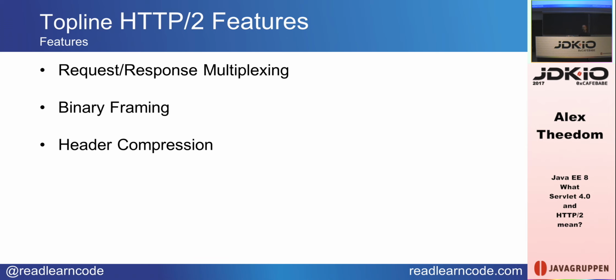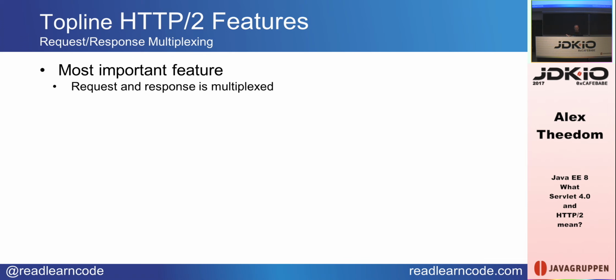Header compression, we just discussed that. That's about reducing duplication in headers. We'll have a look at that in a moment. Stream prioritization is about prioritizing resources. So what requests are going to be dealt with before other requests, giving prioritization to certain resources rather than others. And server push, which is probably the most important thing from the point of view of Servlet 4, because this is about pushing resources to the client before the client actually requests them. So it's about anticipating client requirements and we'll have a look at that as well.